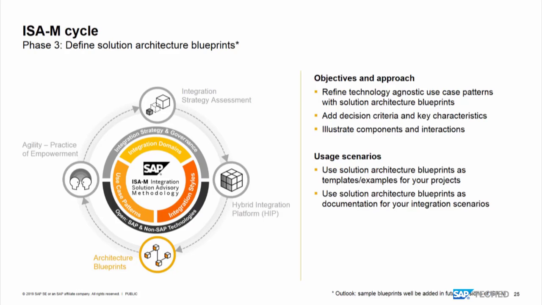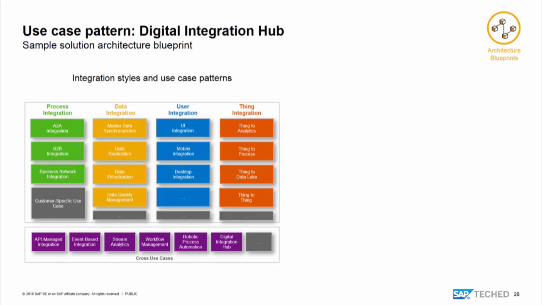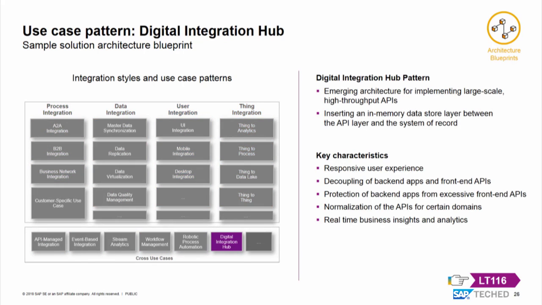So I will also show you the idea of how you can map this down to solution architecture blueprints. If we have, again, our integration styles and patterns, so this is technology agnostic, and if you now pick one pattern here, it's the digital integration hub pattern. That's also an emerging pattern that we can see in the customer projects.